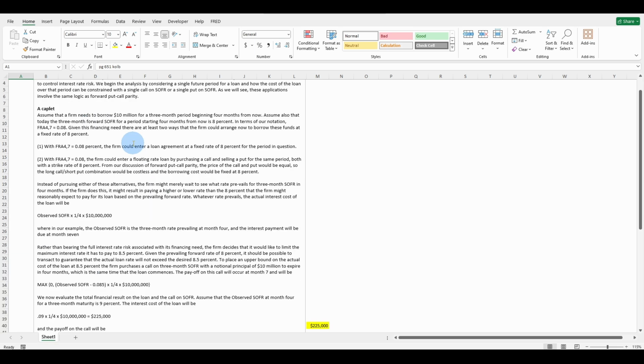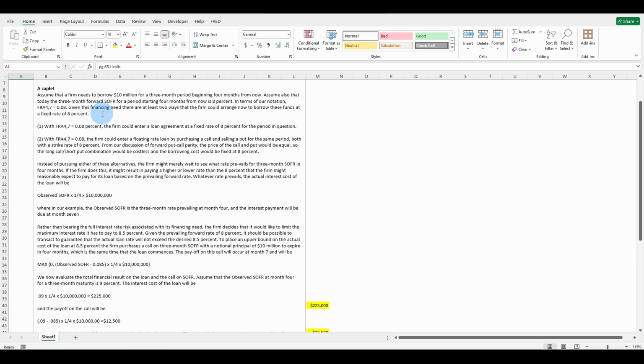A caplet. Assume that a firm needs to borrow $10 million for a 3-month period beginning 4 months from now. Assume also today the 3-month forward SOFR for a period starting 4 months from now is 8%. In terms of our notation, FRA 4,7 equals 0.08. Given this financing need, there are at least 2 ways that the firm could arrange now to borrow these funds at a fixed rate of 8%.